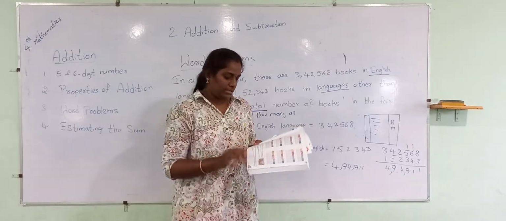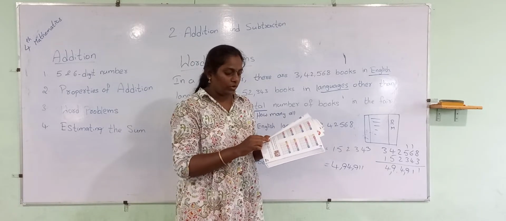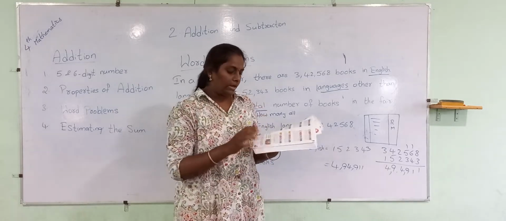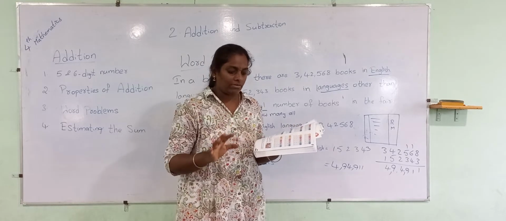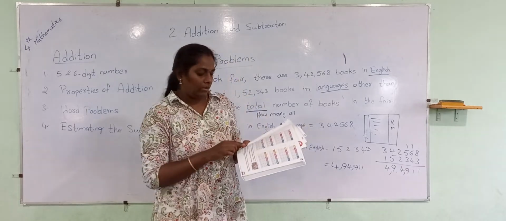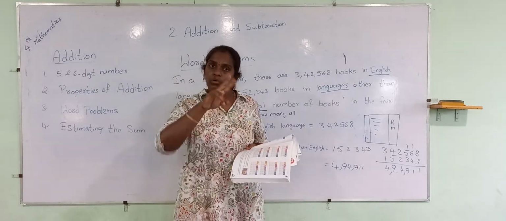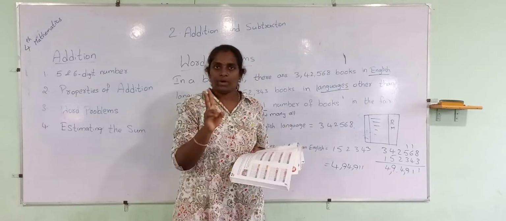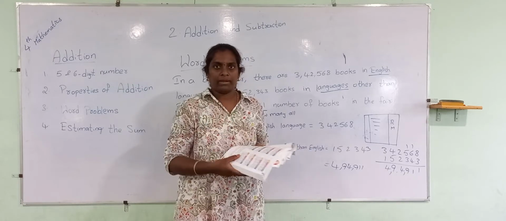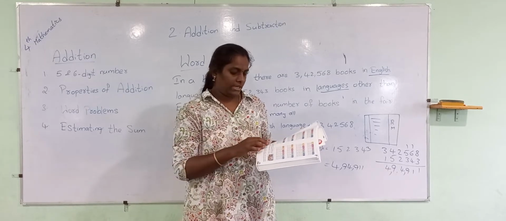Now see the third problem. An LED TV set costs 92,425 rupees, and the digital camera cost is 78,946. Find the total cost of both the items. Here they gave two items. One is LED TV and another one is digital camera. Here they give the cost of each and everything.